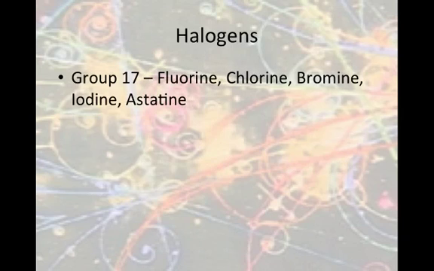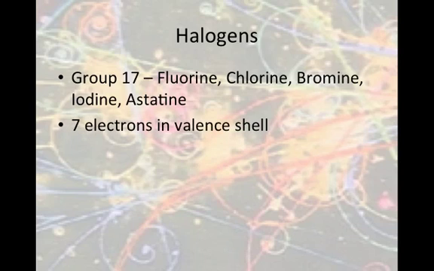Halogens, though, are very reactive. The halogens are in group 17. All they lack is a single electron. They have 7 in their valence shell. If they had one more, they would be like a noble gas.